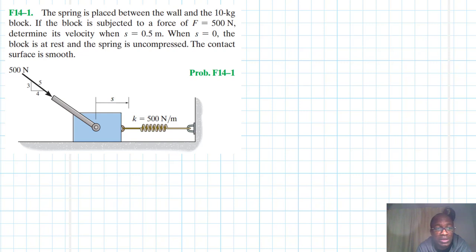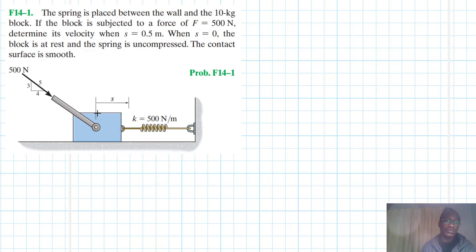When the displacement is 0, the block is at rest, and this simply means that at time equal to 0, the velocity is also 0, and the spring is uncompressed when the displacement is also 0. The contact surface is smooth, and this means there is no friction. This problem is coming from Engineering Mechanics and Dynamics, 14th edition, by R.C. Hibbeler.